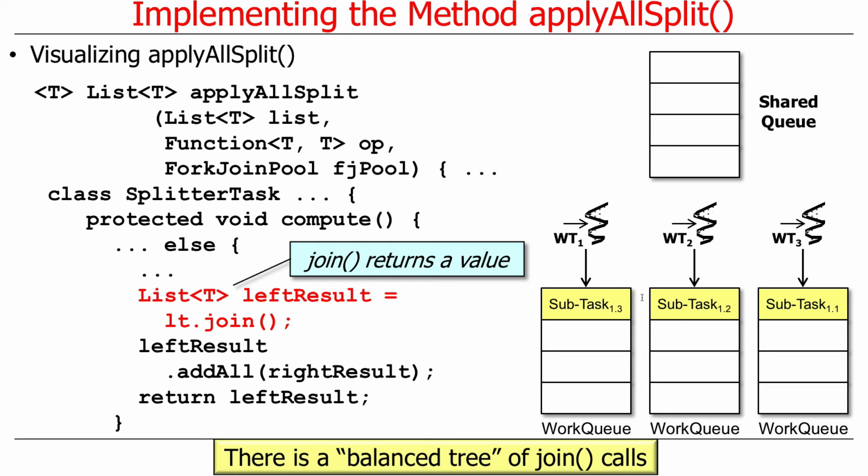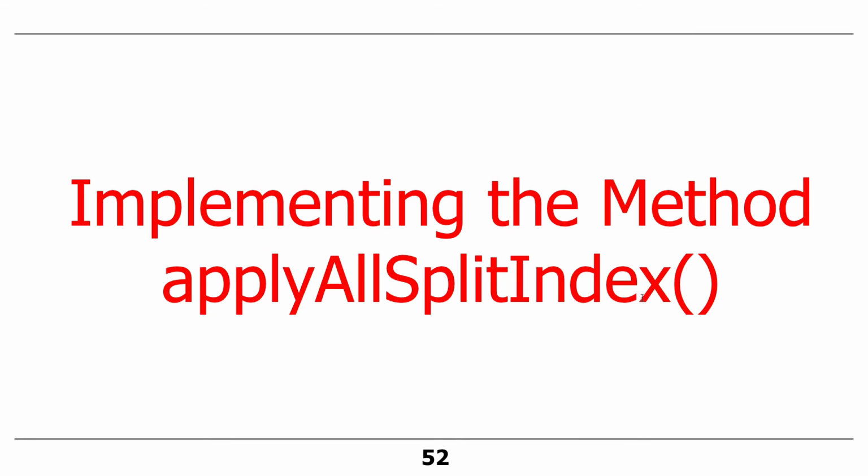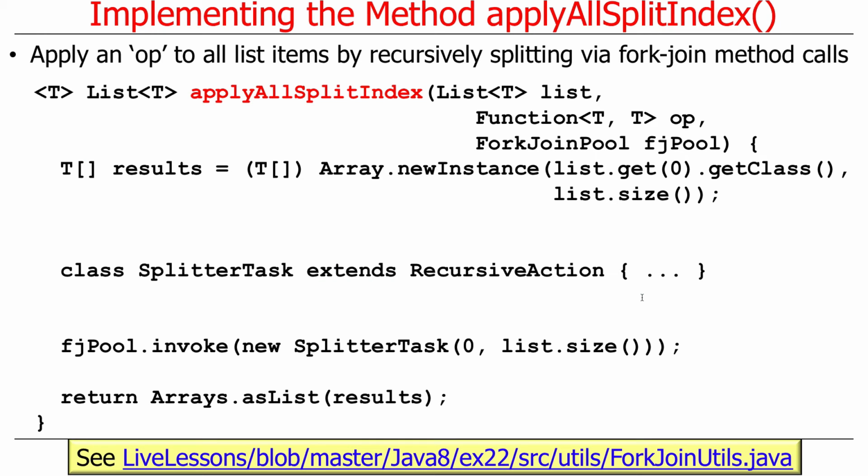Okay, join returns a result, and we basically end up with a more balanced tree of join calls because they're running in different threads. Whereas the original version we had, join ran in only one thread, the main thread, or the first thread. All right, so that's variant number 2. I'm now going to show you variant number 3, which is going to illustrate a couple of new things.